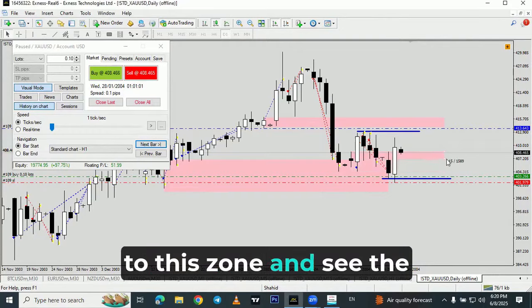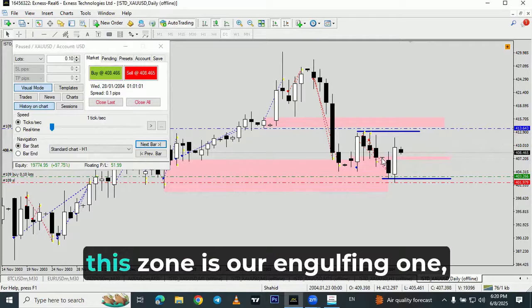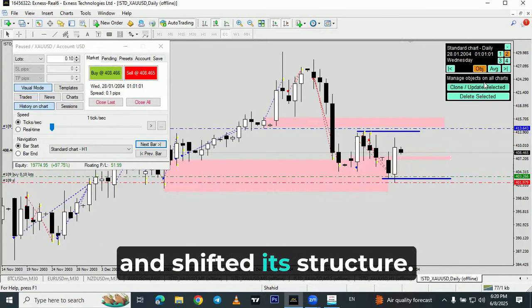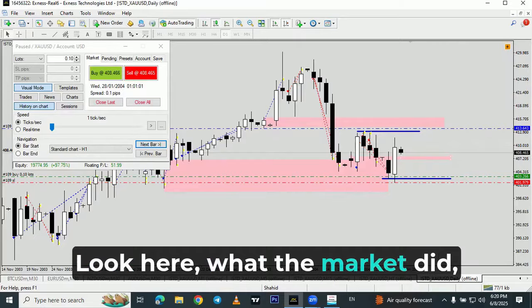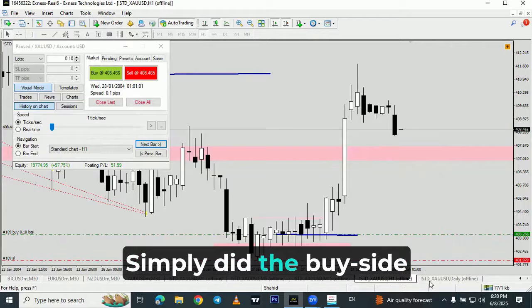to this zone and see the market's condition. We put this trade in pending here. This zone is our engulfing one. Look, the market has come and shifted its structure. Look here what the market did. It did the sell side, and what did it do above? Simply did the buy side liquidity.